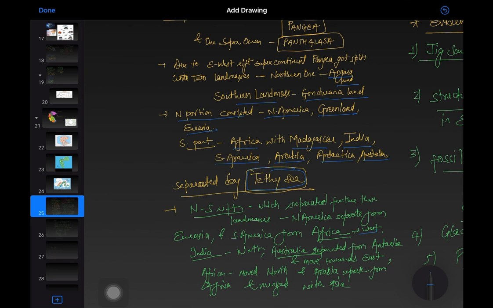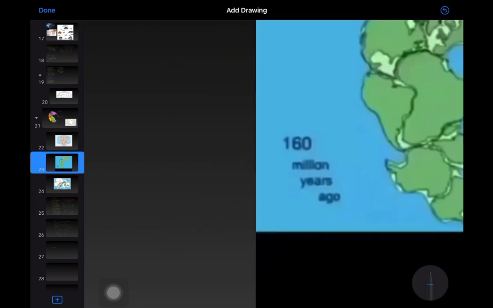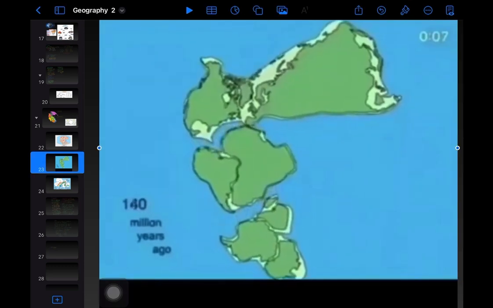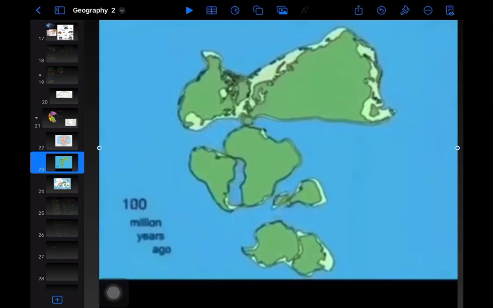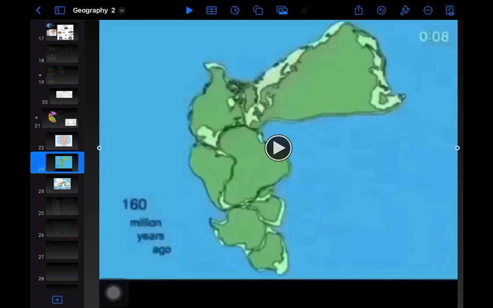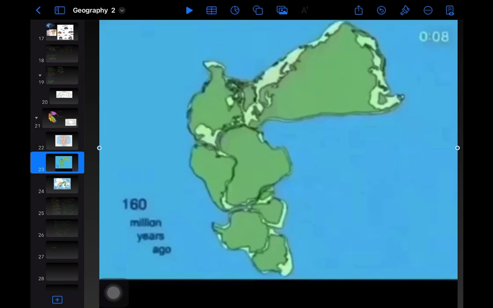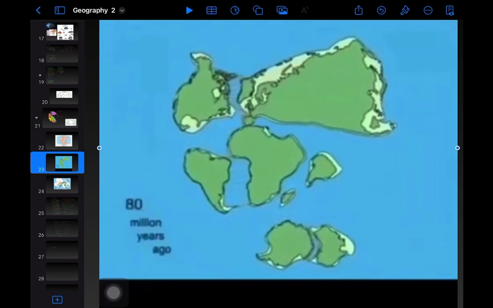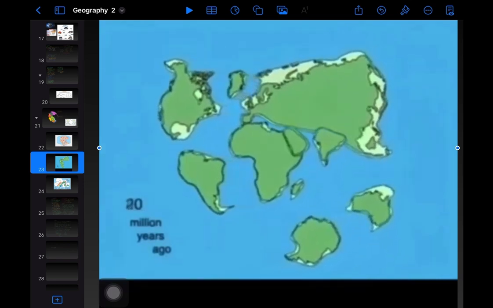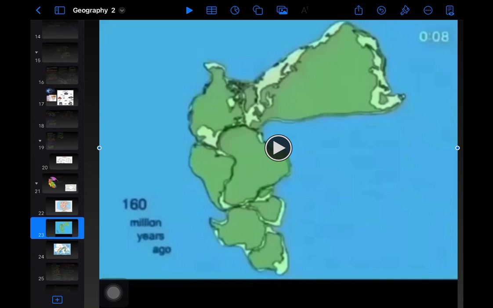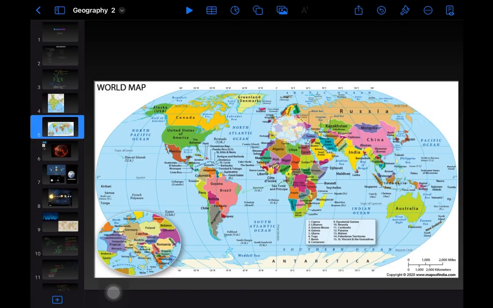We can further understand this separation with the help of animation. As you can see, initially there was a big continent which got separated, and finally resulted in today's Earth, as a result of this continental drift.